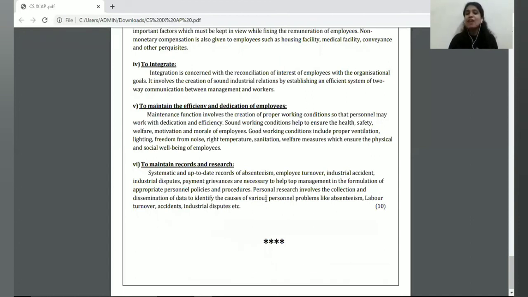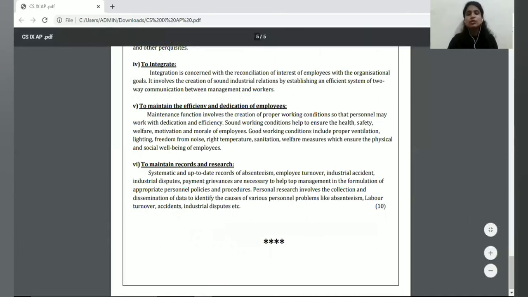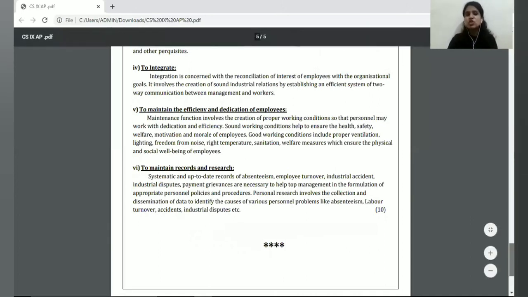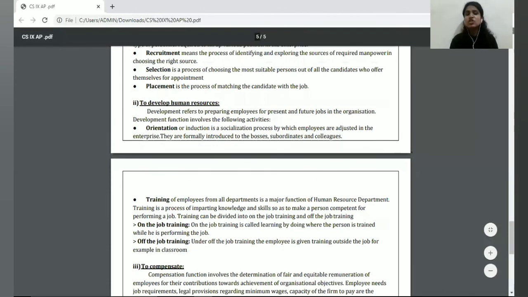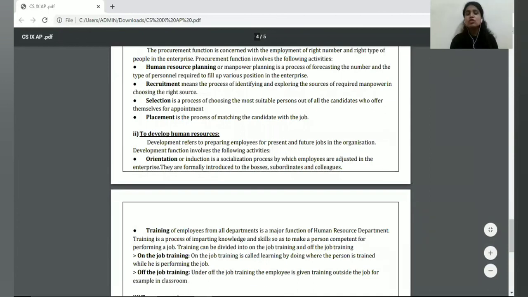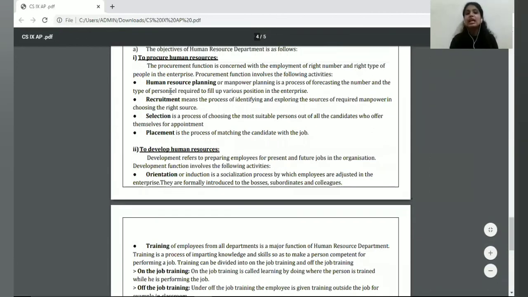And remember students, this is a 10-mark answer, and therefore there are only 6 objectives. So what you will do is, like I told you before, the first 2 objectives include in themselves several sub-points. So you have to make sure that those sub-points are also explained in 1 or 2 sentences, like in training, like in development of human resource, orientation, training, on the job, off the job has to be explained. Under the first point, that is procurement of human resource, you have to explain these 4 points, that is human resource planning, recruitment, selection, and placement. So all of these points have to be explained.